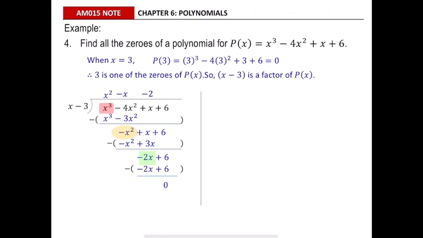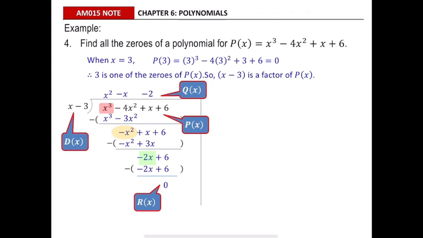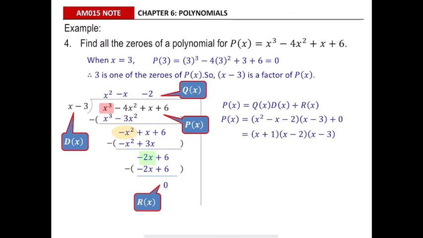Now substitute all of these expressions into this equation and then factorize completely. From this factorization, we can conclude that the zeros are negative 1, 2, and 3.